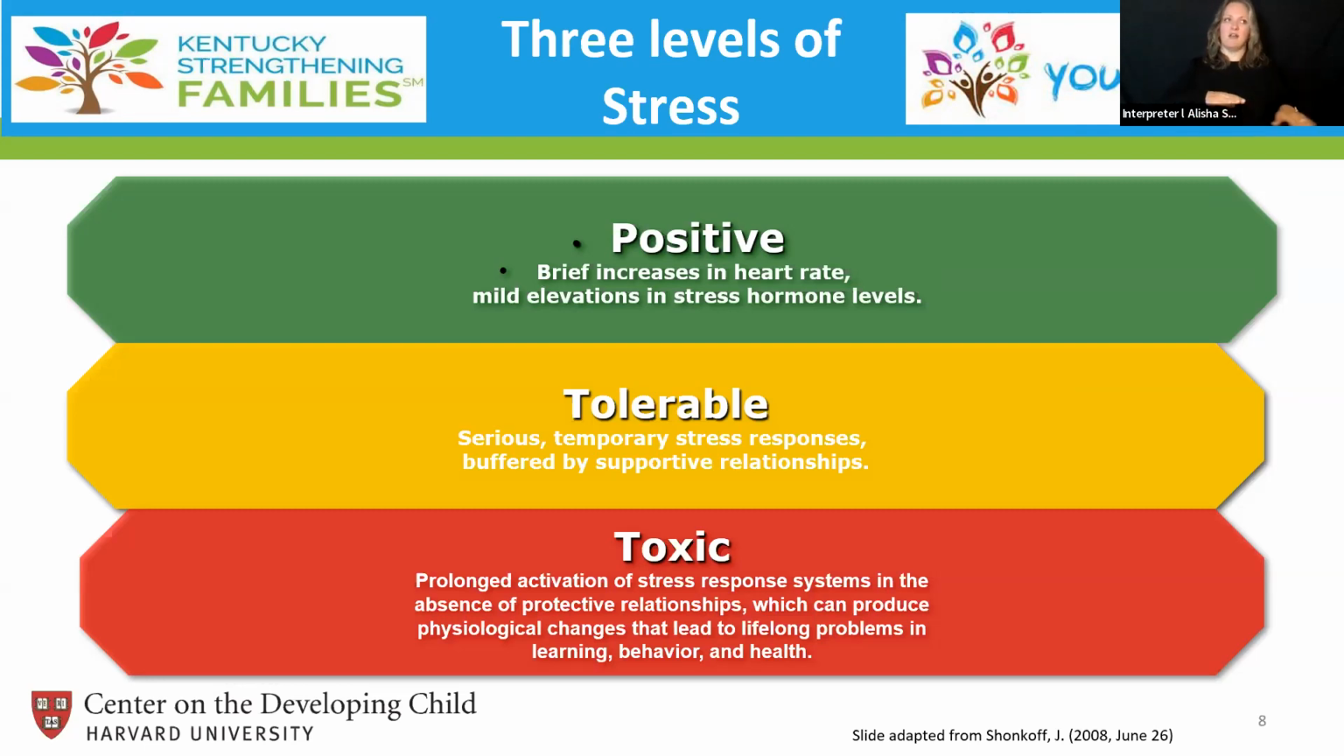For larger stressors, such as the death or serious illness of a loved one, a frightening injury, the divorce of one's parents, or a natural disaster, these physiological responses are sustained for a longer period of time. But still, the buffering effects of supportive adult relationships and healthy environments allow the brain to recover from what might otherwise be damaging effects. So this is tolerable stress.